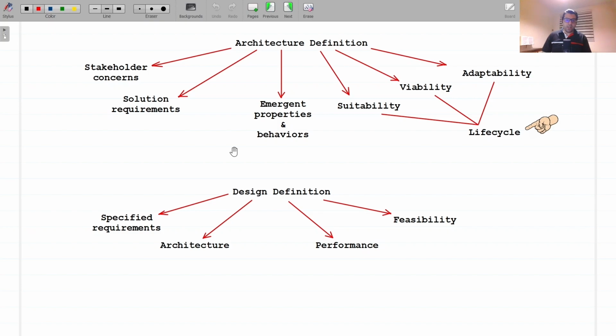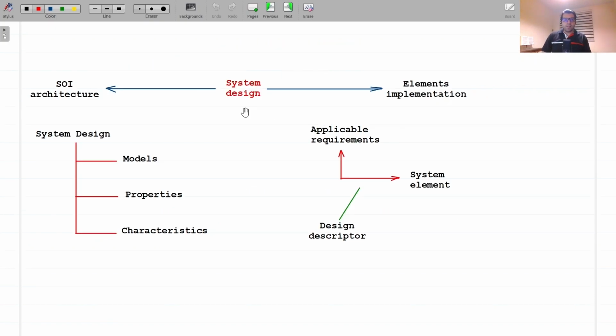The design definition process, on the other hand, is driven by specified requirements, the architecture, and more detailed analysis of performance and feasibility. Design definition addresses the implementation technologies and their assimilation. Design provides the how, or implement-to level, of the definition. The purpose of system design is to make the link between the architecture of the SOI and the implementation of technological system elements that compose it.